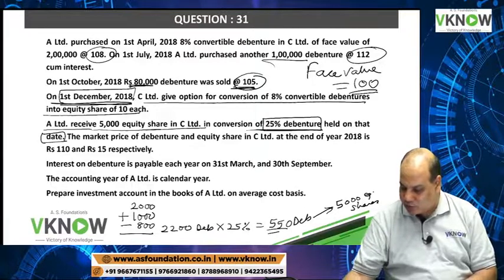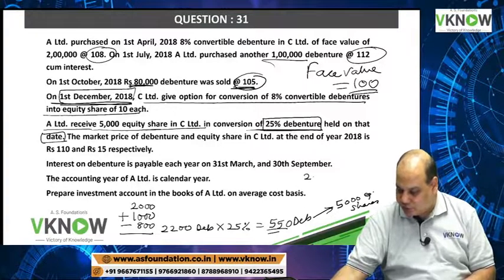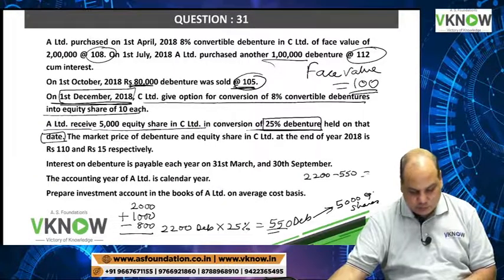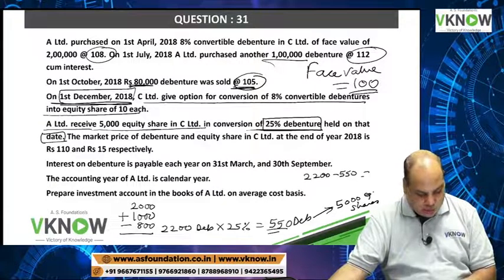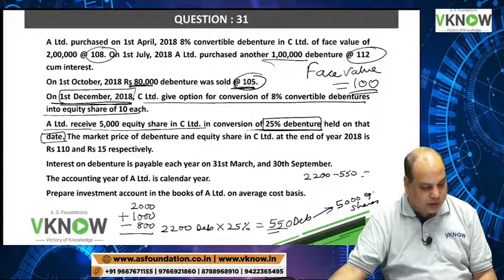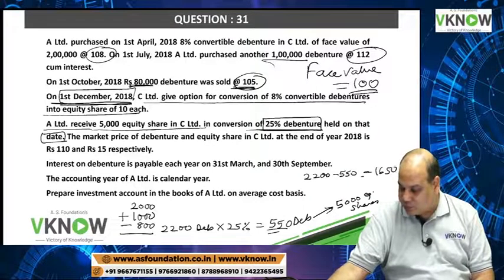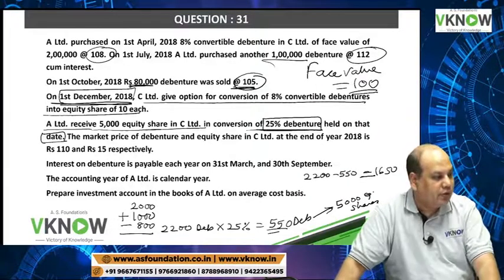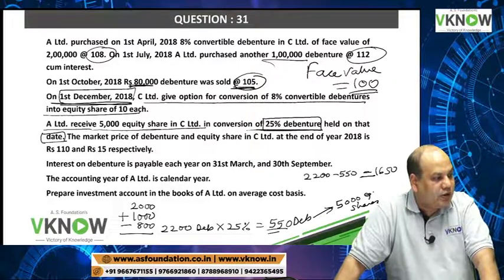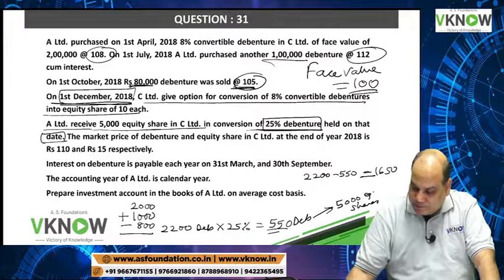And how many debentures will be left with this investor? 2200 minus 550. So what is the debenture which is left with this investor? It is 1650. 1650 will be left with this investor.